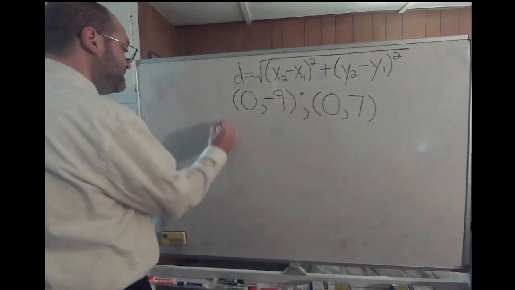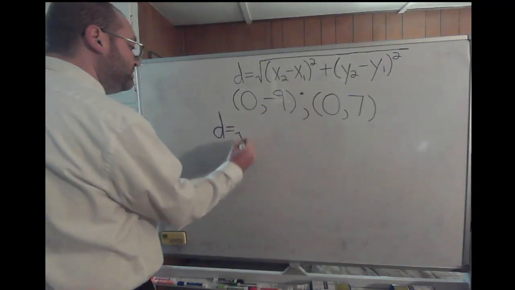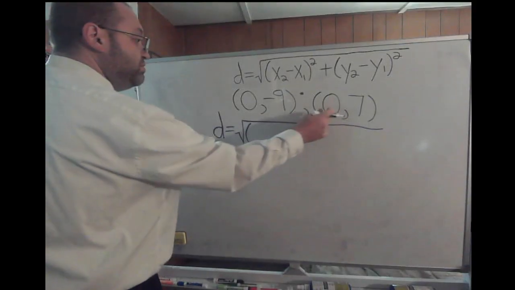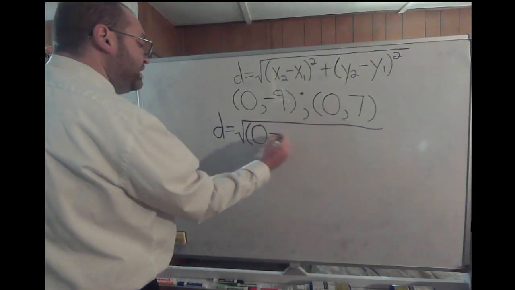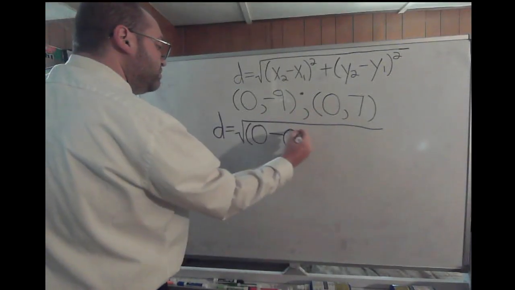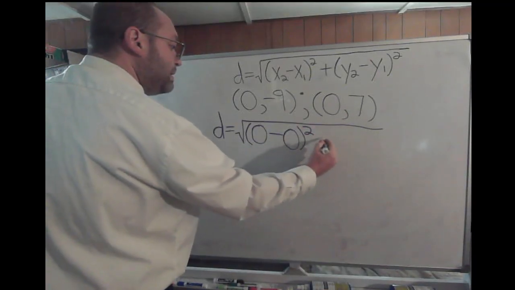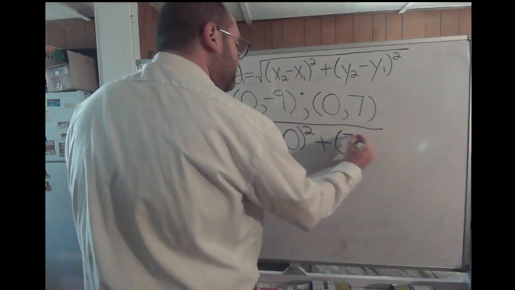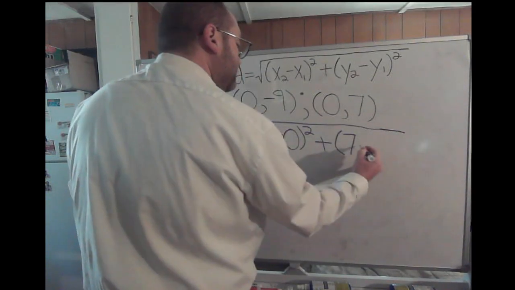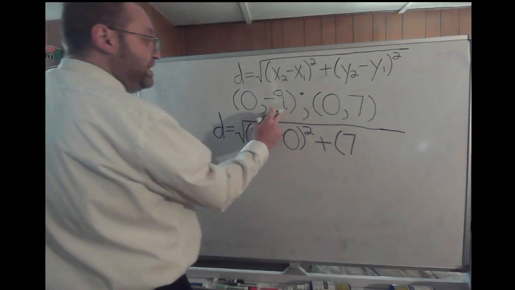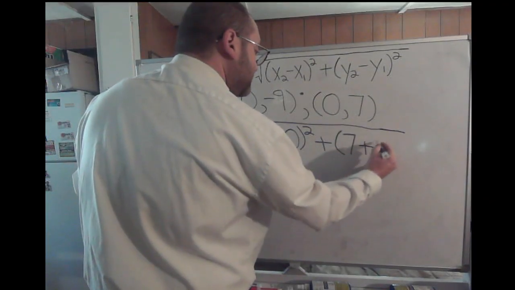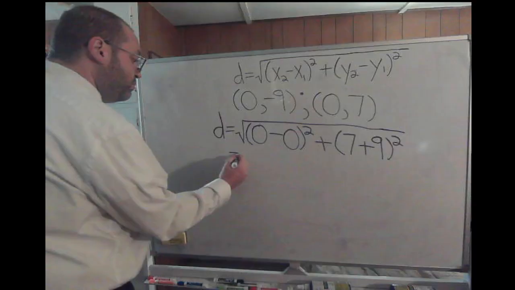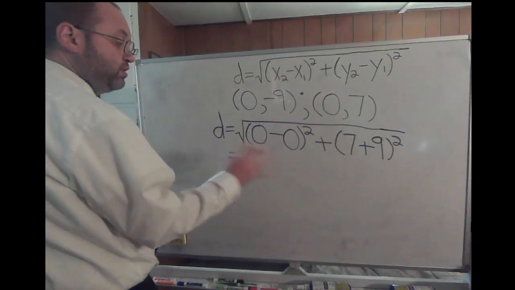So let's go ahead and set up our distance formula again. Big square root here, so let's see, x2 would be 0, minus x1, which is also 0, raise that to the second power, plus you'll take your second y coordinate of 7, minus your first y coordinate of -9, that would actually turn into +9 to the second power. Well, 0 minus 0 to the second, we don't have to worry about that.